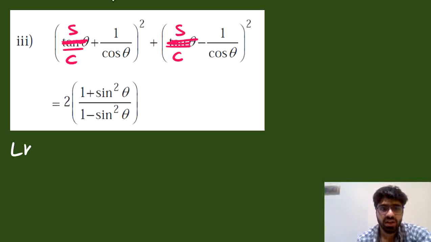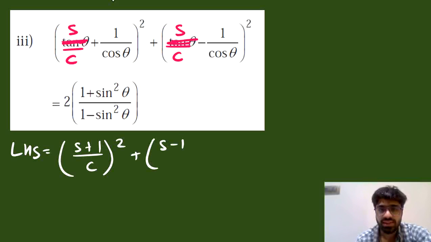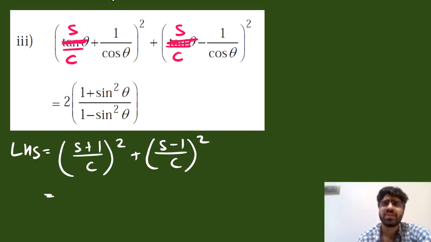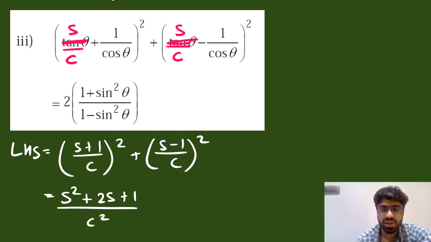So here's what we have: our left hand side as sin theta plus 1 upon cos theta the whole square plus sin theta minus 1 upon cos theta the whole square. Expand the numerator as a plus b the whole square: sin square theta plus 2 sin theta into 1, which is 2 sin theta only, plus 1 upon cos square theta, plus we have sin square theta minus 2 sin theta plus 1 upon cos square theta.